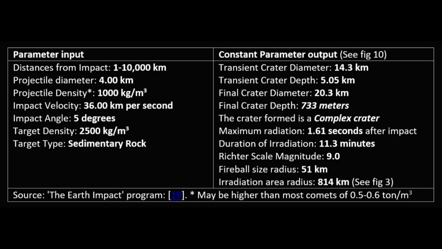Using the Earth Impact Effects program to model an oblique 5 degrees impact, by a 4-kilometer diameter comet, into sedimentary rocks, gives a final crater diameter of 20.3 kilometers, and an irradiation radius of 814 kilometers. The size and composition of the impactor is unknown and the results are therefore only indicative.